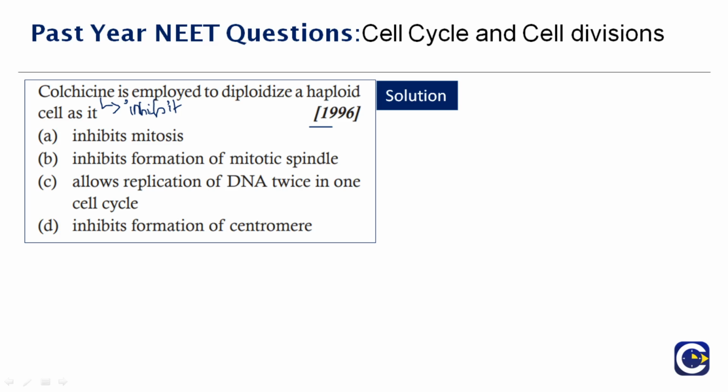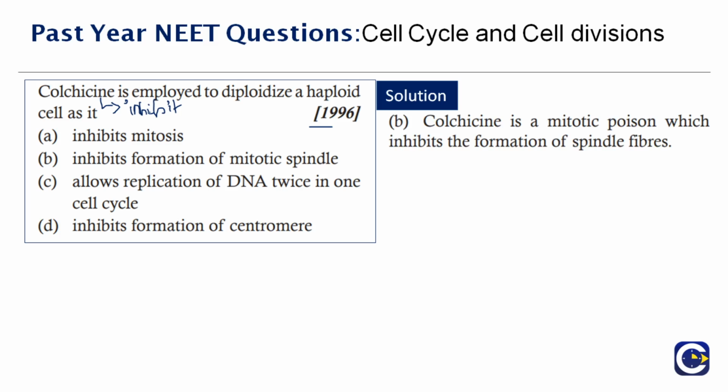Now coming back to the options given here. Look at the first option, it inhibits mitosis. Option B inhibits the formation of mitotic spindle. The correct answer goes to option B because colchicine inhibits the formation of spindle fibers. Therefore, the correct answer is option B. In the solution part they have clearly told you colchicine is a mitotic poison which inhibits the formation of spindle fibers.